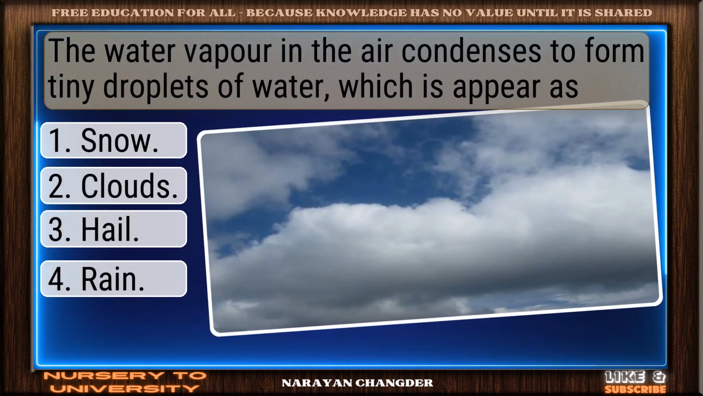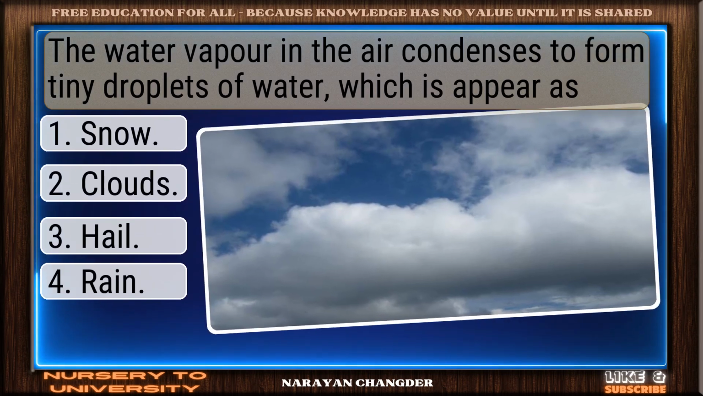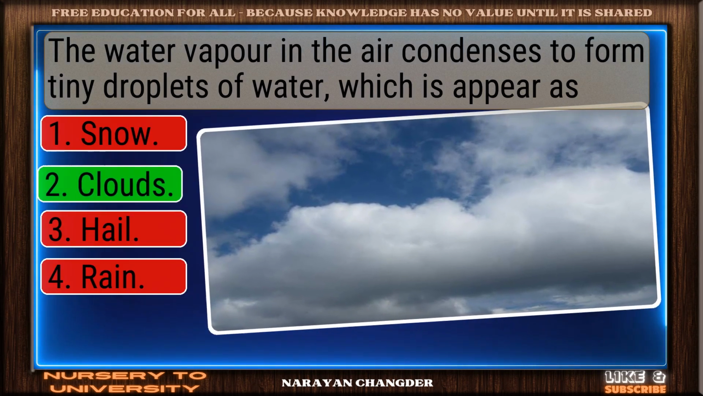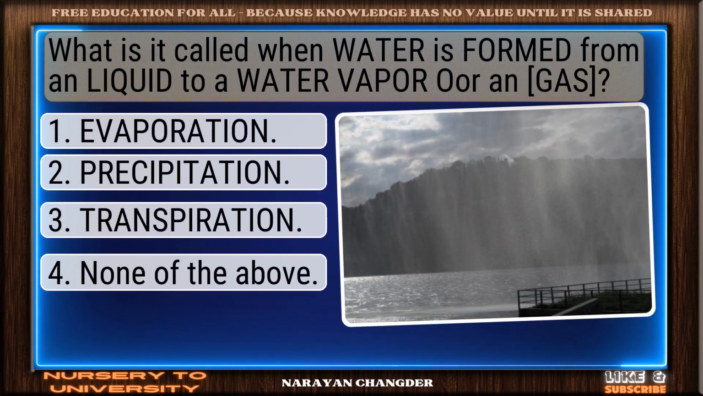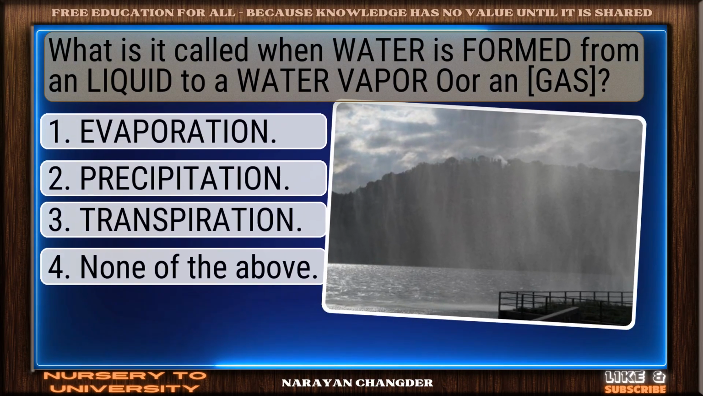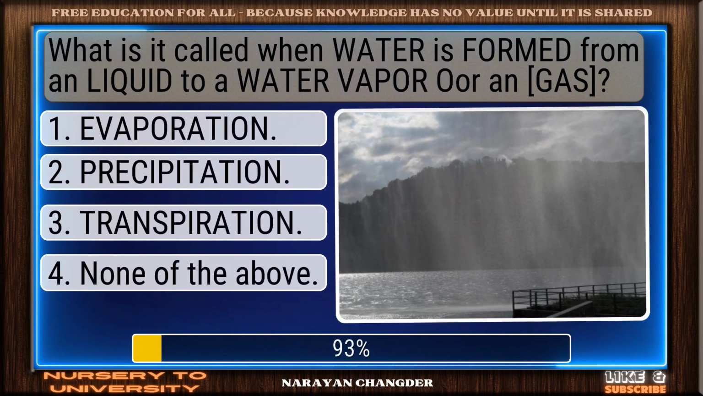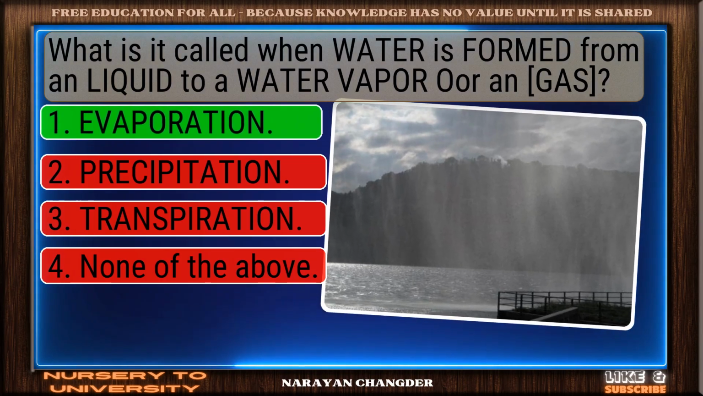The water vapor in the air condenses to form tiny droplets of water, which appear as dash. Bravo! Clouds is the answer. What is it called when water changes from a liquid to a water vapor? Correct. Evaporation is the right answer.